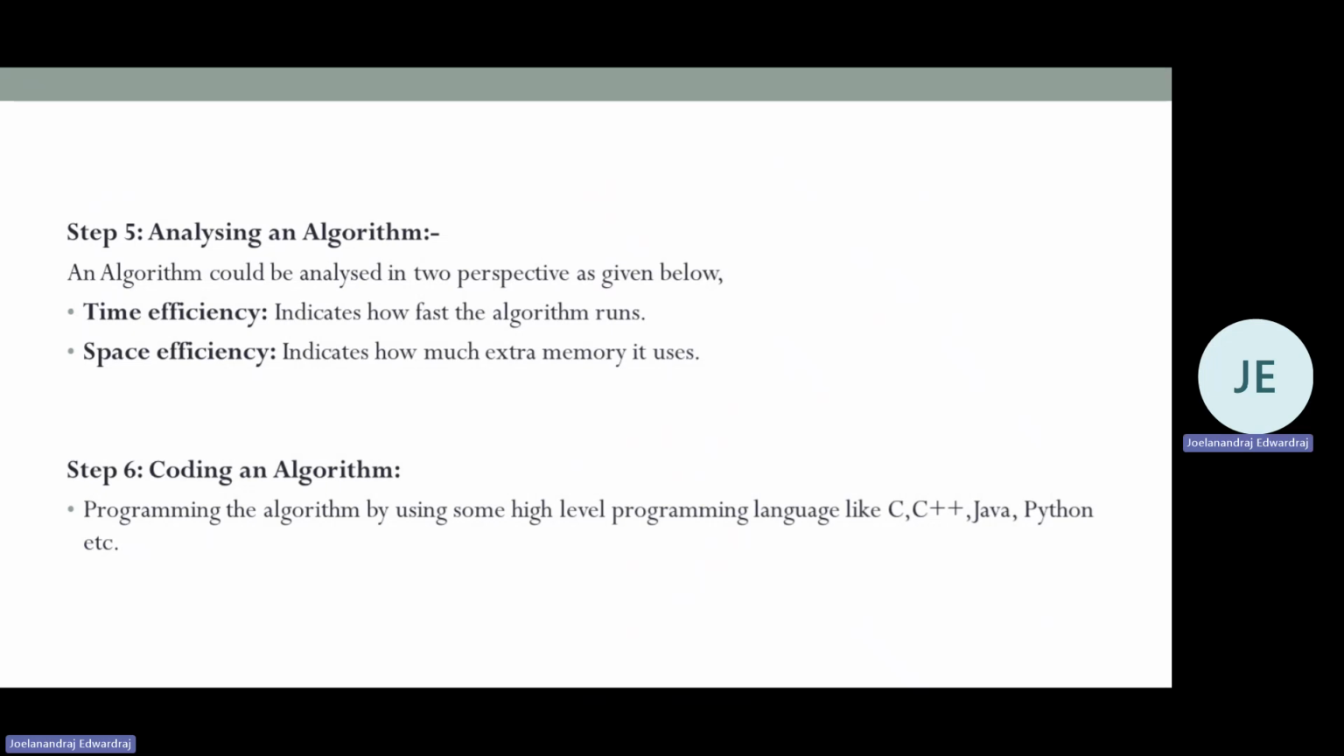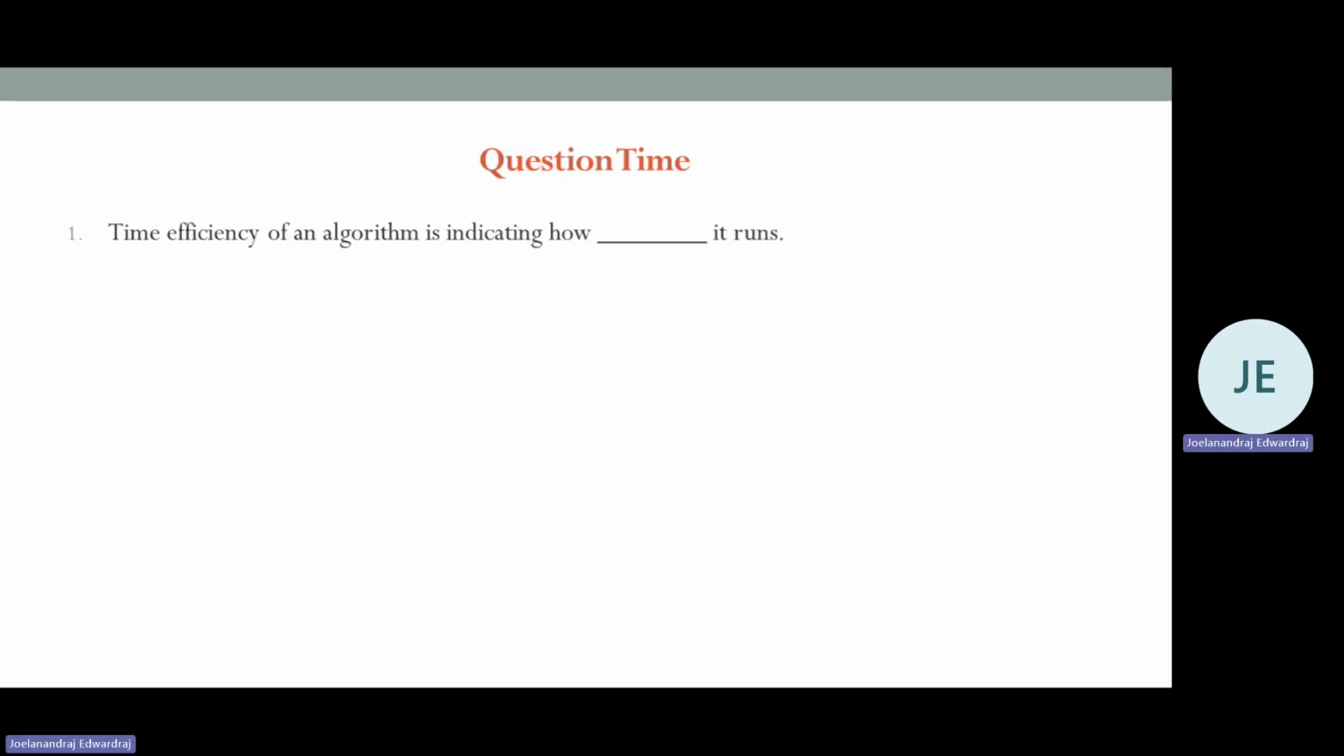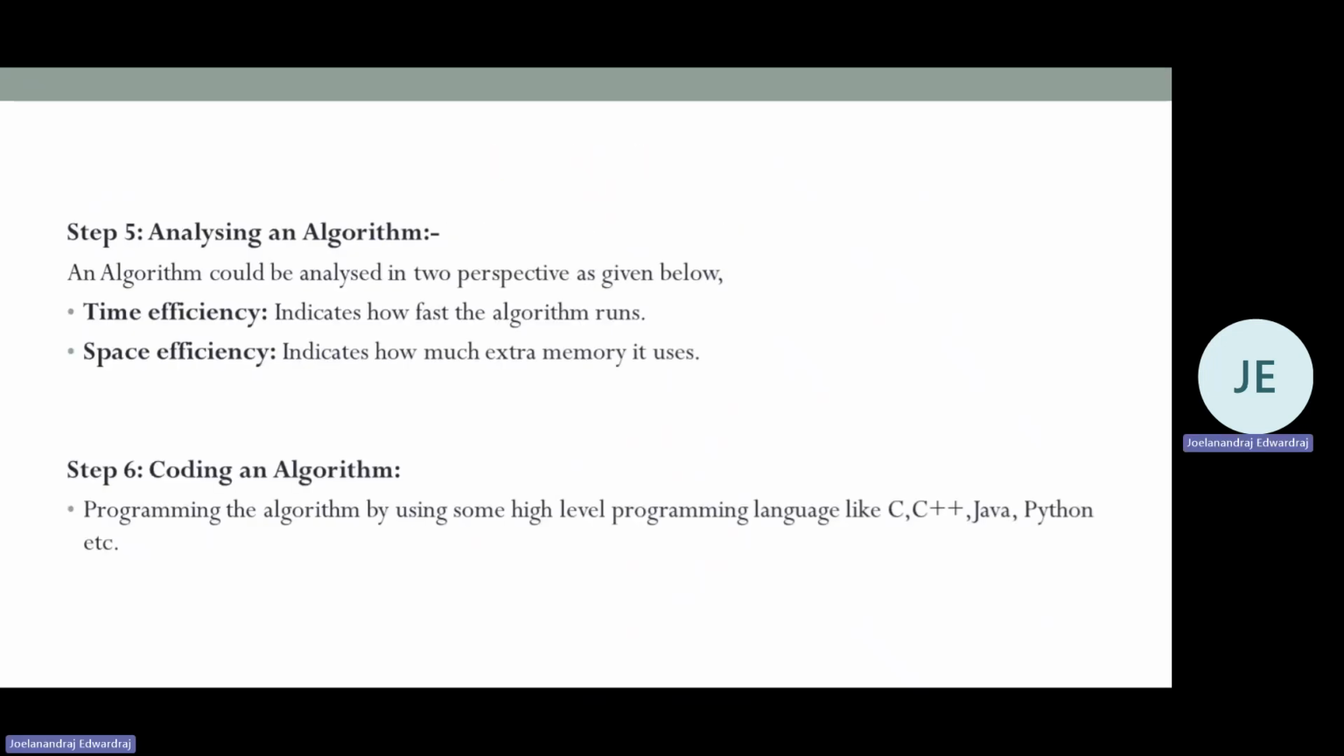Step 6 is coding an algorithm. Select a programming language and code the algorithm. An algorithm is just an idea on how to do something, while a program specifies to the computer how it has to be done. Using C, C++, Java, Python, Ruby, Pascal, anything, you can do it. So that's all. Any clarification on these steps?